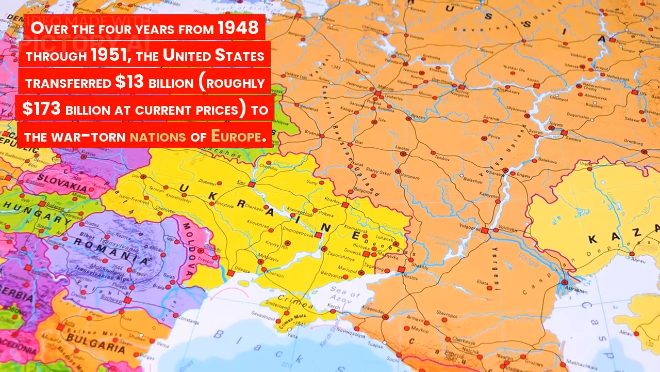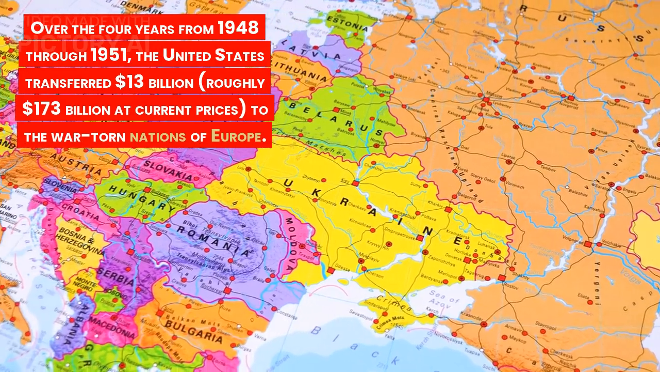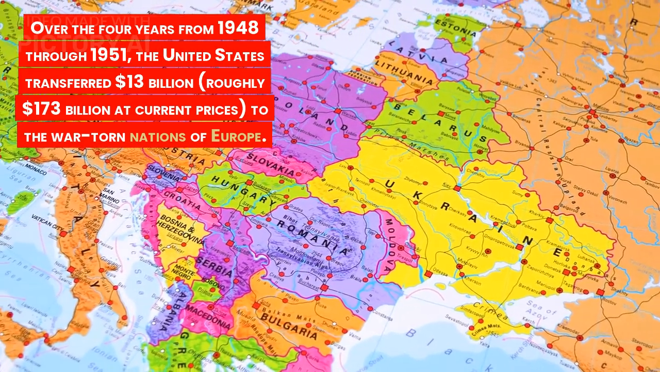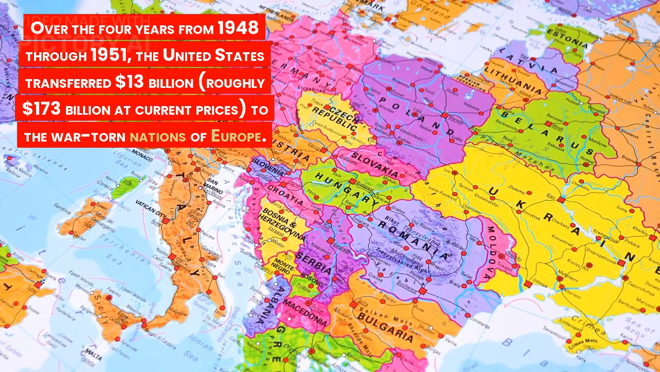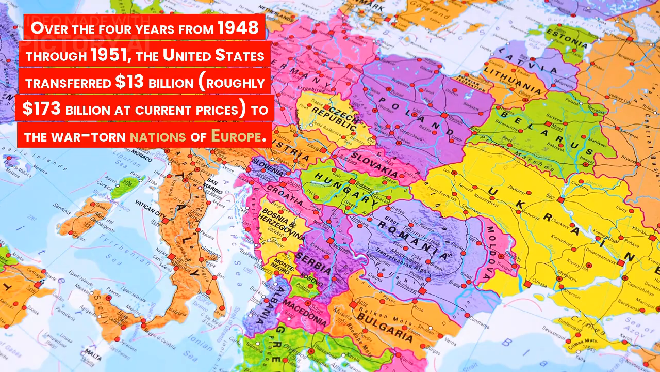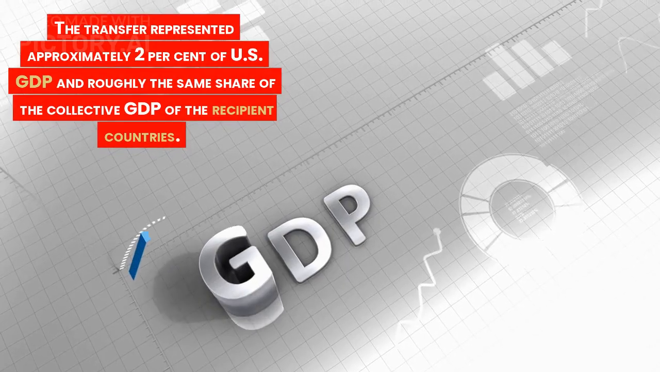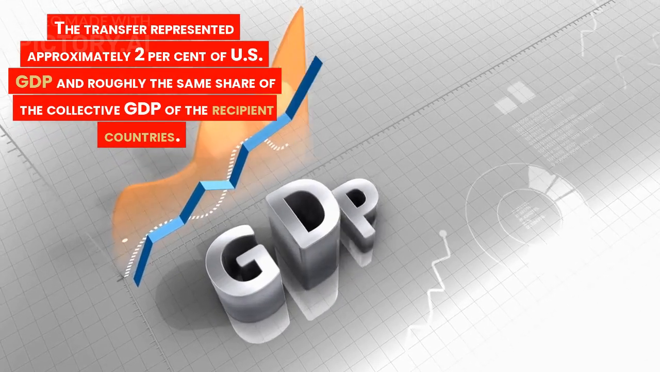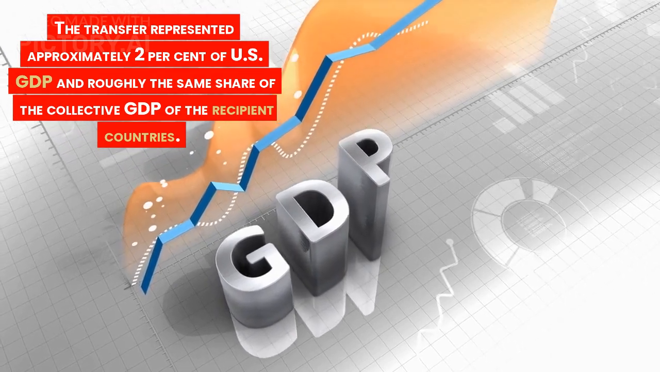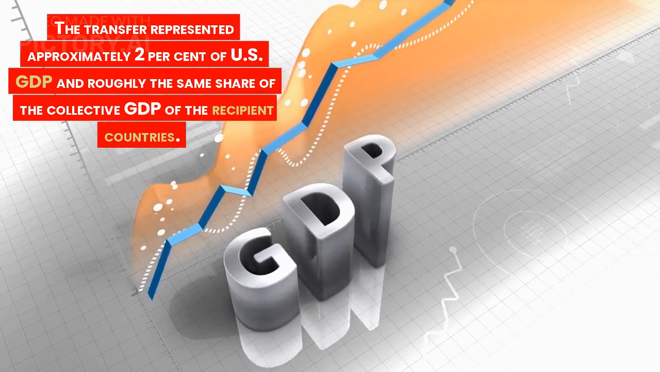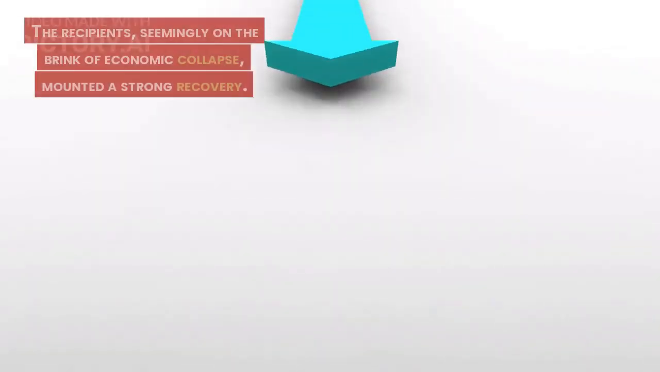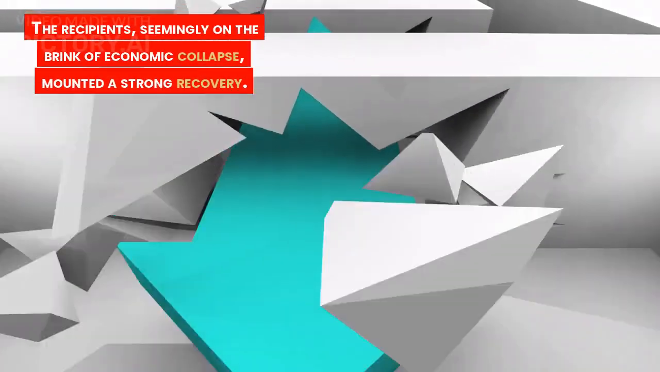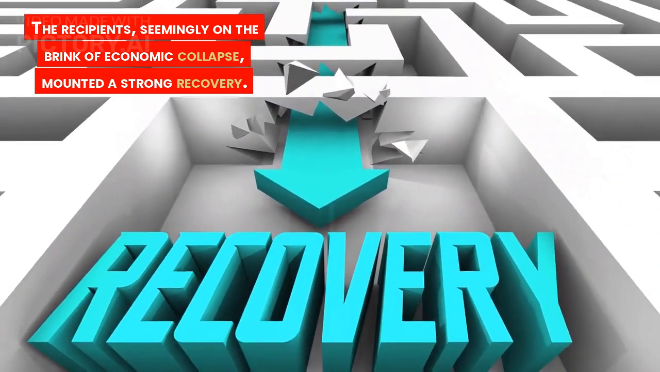Over the 4 years from 1948 through 1951, the United States transferred $13 billion, roughly $173 billion at current prices, to the war-torn nations of Europe. The transfer represented approximately 2% of US GDP and roughly the same share of the collective GDP of the recipient countries. The recipients, seemingly on the brink of economic collapse, mounted a strong recovery.